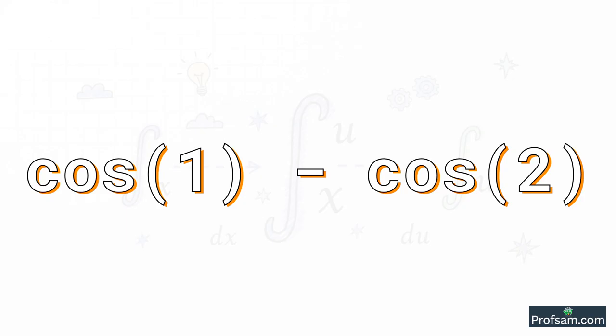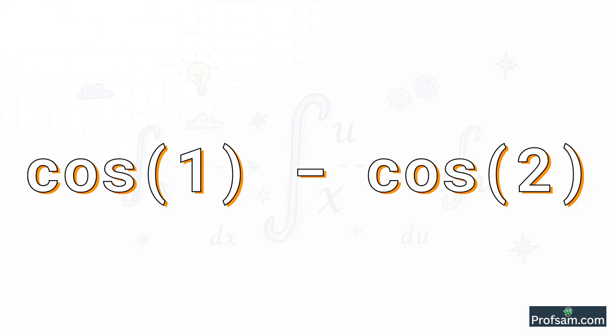The integral of sine of u is just negative cos of u. Now we evaluate this using our new u limits from 1 to 2. So we plug in the upper limit first, which gives us negative cos of 2. Then we subtract what we get when we plug in the lower limit, which is negative cos of 1. So we have negative cos of 2 minus negative cos of 1.